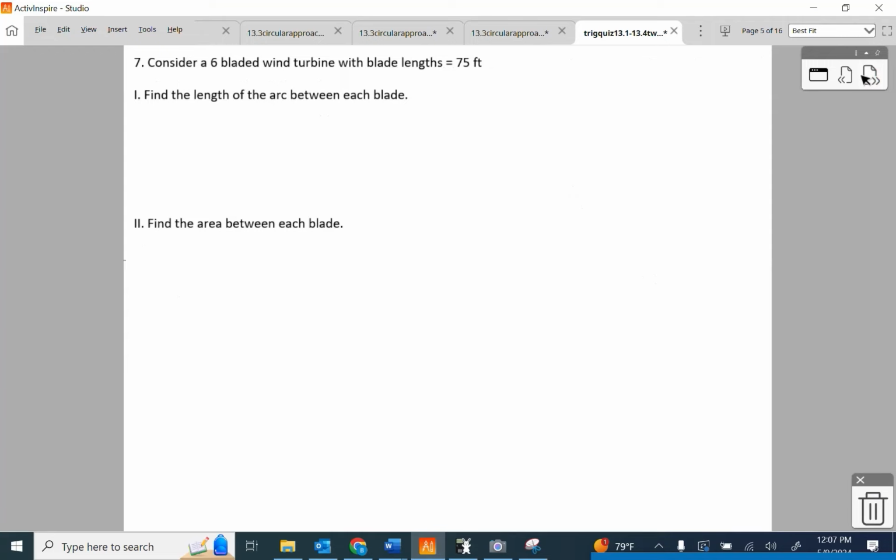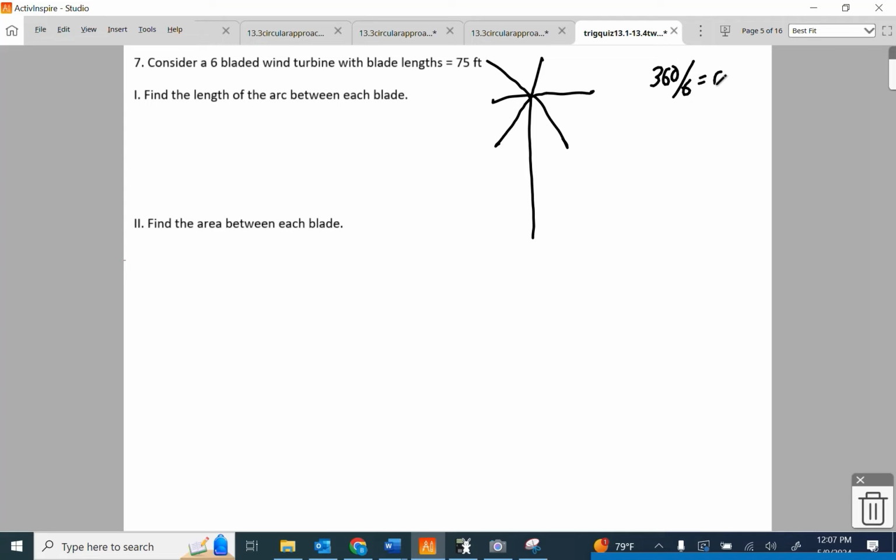Consider a 6-bladed wind turbine with blade lengths of 75 feet. It's going to be kind of hard for me to draw here. Let's see, I need to space the blades out evenly. Start with 3. This is the pole, by the way. 4, 5, 6. If I take 360 and split it 6 ways, I get 60 degrees.